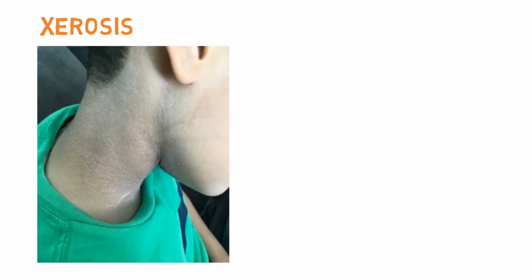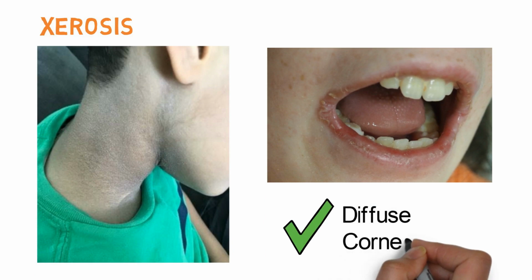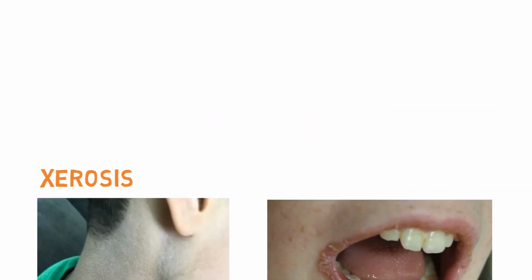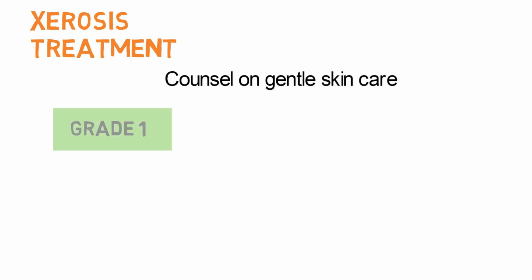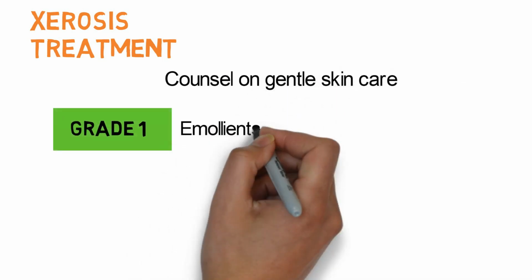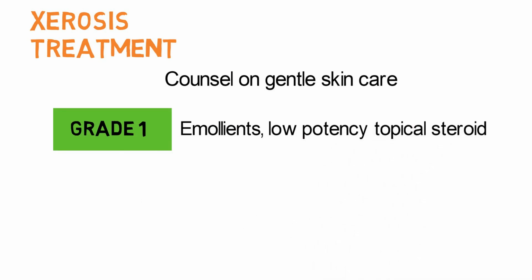In xerosis, you will see dry and scaling patches. There may be diffuse areas of dryness on the body and/or cracking at the corners of the lips. In terms of treatment, counsel on gentle skincare. For grade 1, emphasize dry skincare with emollients. Low-potency topical steroids may be added if needed.